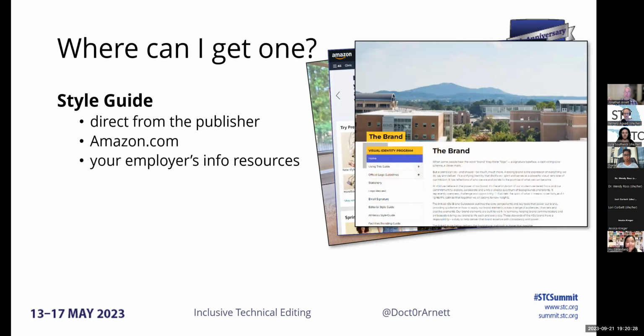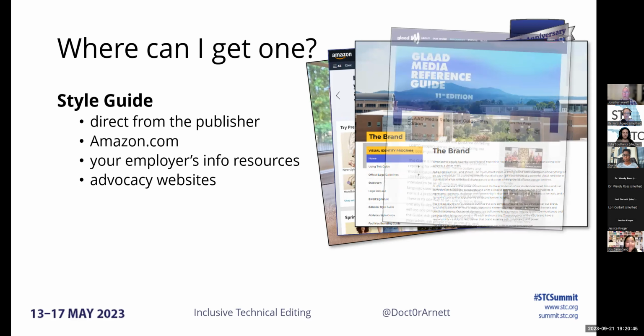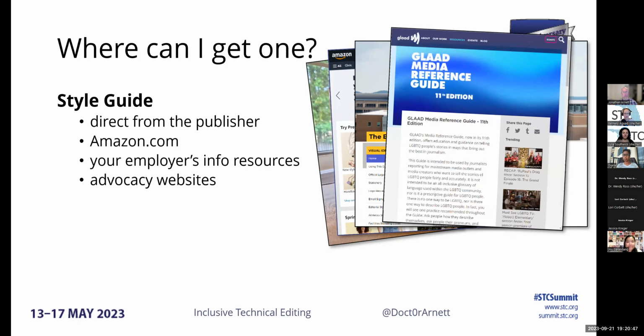For example, what you see on the screen right now is the visual identity page for my employer, Kennesaw State University. So if I want to know what my style guide says I have to use for images, for colors, for branding the stuff that I want to put out in the world, it'll be available here. You can also go to advocacy websites. We're going to come back to this idea a little bit later.